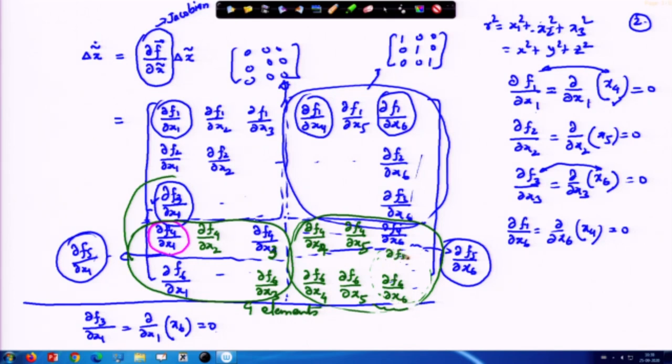Here we will have ∂f5/∂x6. Similarly, here in this place we have ∂f5/∂x1, and so on. So, this row will continue like this, the fifth row. So, we evaluate this quantity ∂f4/∂x4.